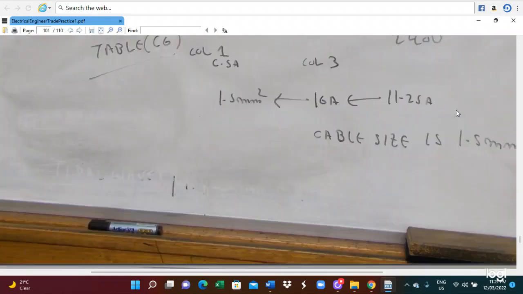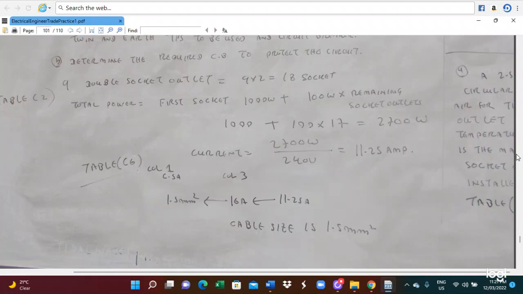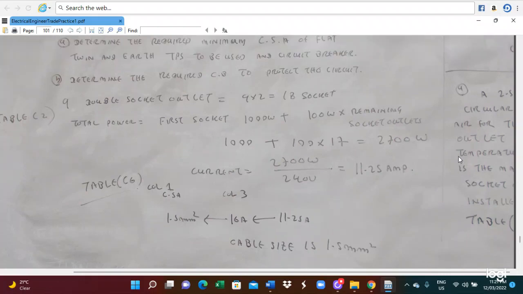Then we solve the sound problem. We need to determine the required circuit breaker to protect the circuit. So in this case, there are 9 double socket outlets. So the 9 double socket outlets will be 9 multiplied by 2, so this is 18 socket outlets.